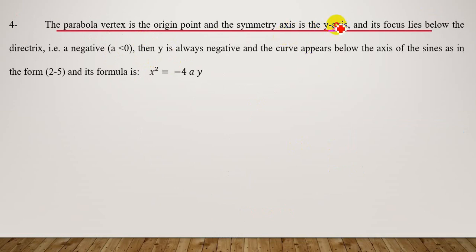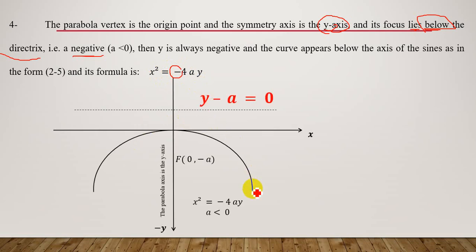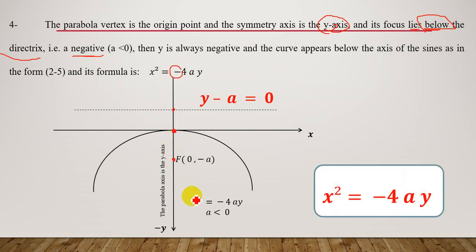The final possibility is similar, still y, but the focus lies below, not above, below the directrix, and in negative, so a is less than 0, and it will be similar to the third one, but in negative 4a. So our directrix is above x, and the vertex is still the origin, and this one is the focus, and from here to there equals from here to there, and our equation is that, and the symmetry axis is y.